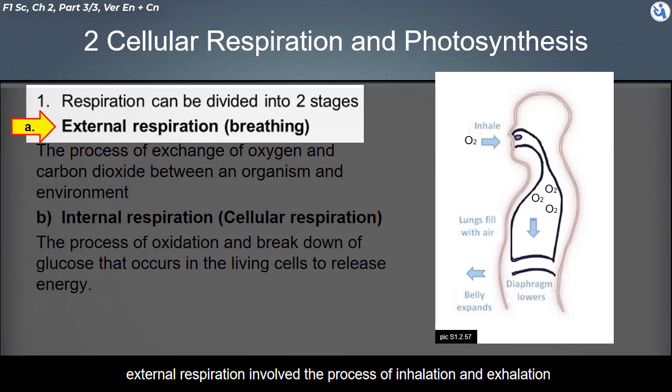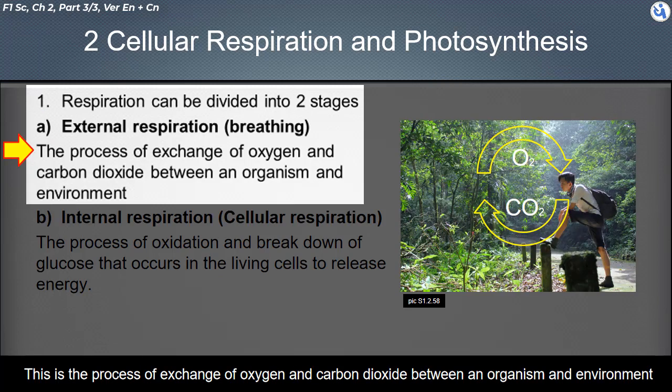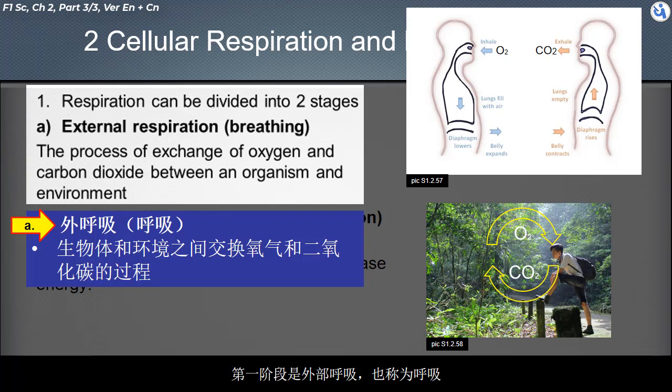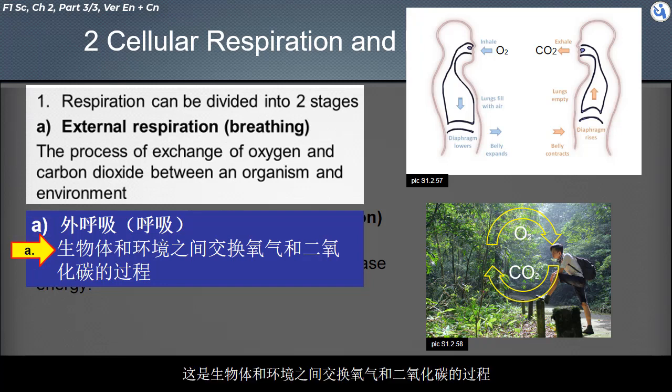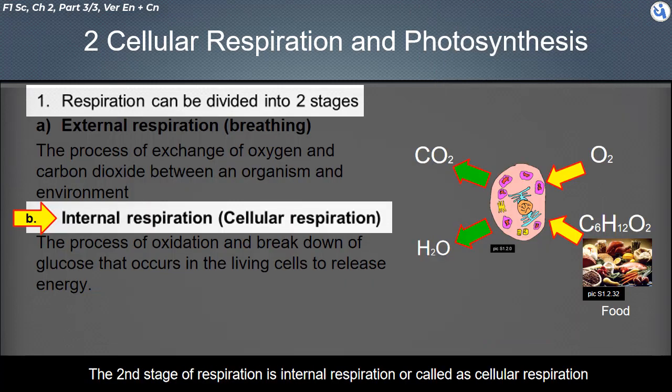External respiration involves the process of inhalation and exhalation. This is the process of exchange of oxygen and carbon dioxide between an organism and the environment. The second stage of respiration is internal respiration, or cellular respiration.